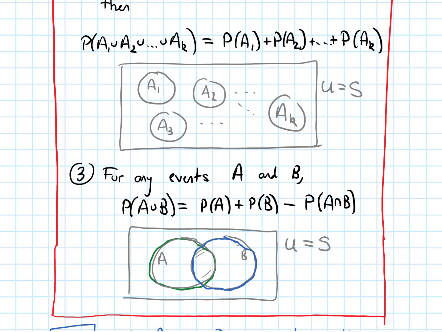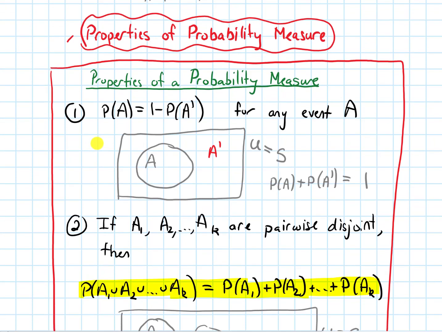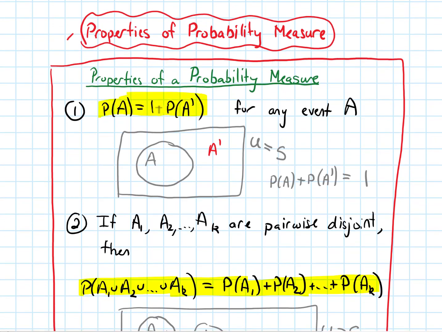So let's highlight all of these. So here's the third property. Here was the second property. This is when our events are pairwise disjoint. And let's scroll up to the first property. First property was to find the probability of the complement. Alrighty, so let's look at an example next.